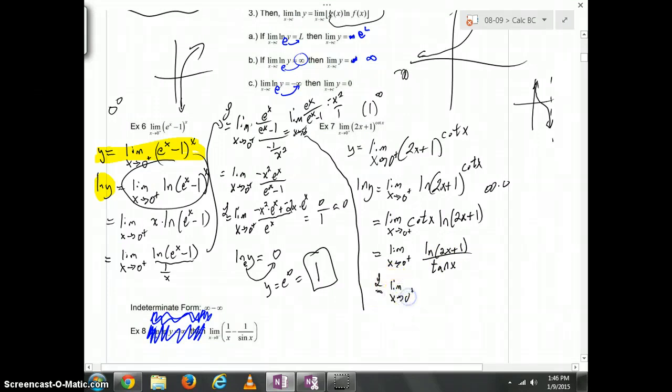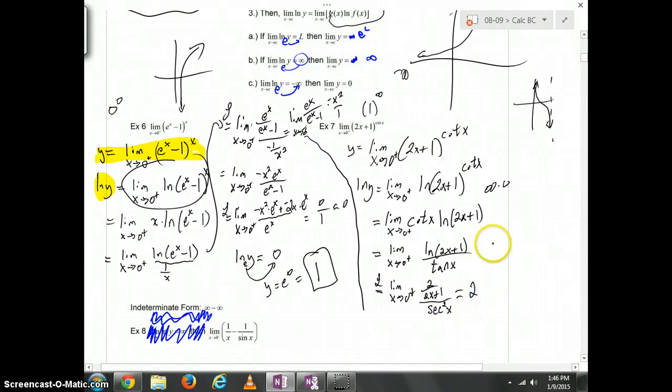The derivative of our top is going to be 1 over 2x plus 1 times the derivative of the inside, so that's going to be a 2 times 1 over 2x plus 1. Down below, the derivative of tangent is secant squared. And thankfully, what you're going to see is even directly plugging in a 0, secant of 0 is going to be a 1. 2x times 0 goes away. The only thing we're left with actually is a 2.